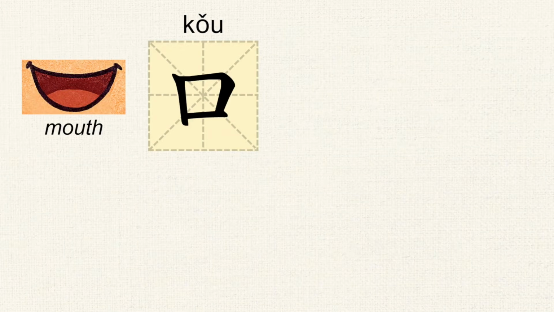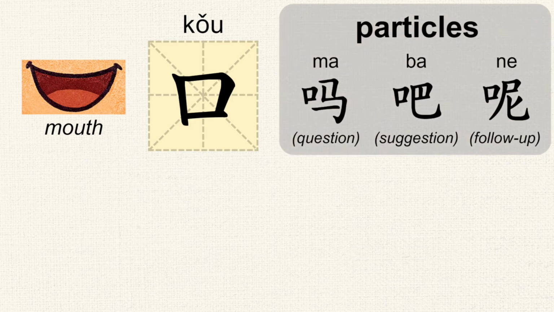Coming back to the main function of speaking, there are also a lot of characters with kou that have to do with language or expressions. For example, these sentence particles. Ma is added at the end of a sentence to mark it as a question, as in, ni hao ma, are you doing good? Ba is used to mark a polite suggestion, for example, 我们走吧, let's go. And ne is used to make follow-up questions that relate to what was previously said. For instance, 我想去,你呢? I want to go.